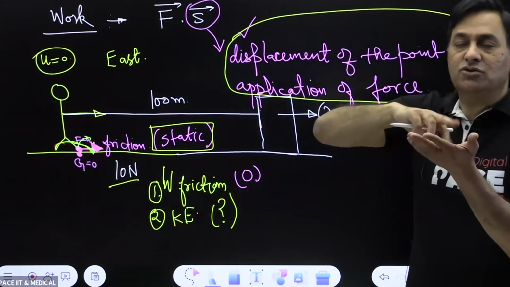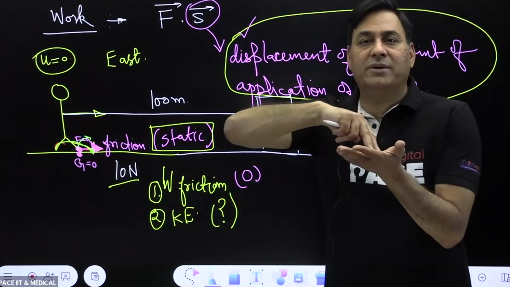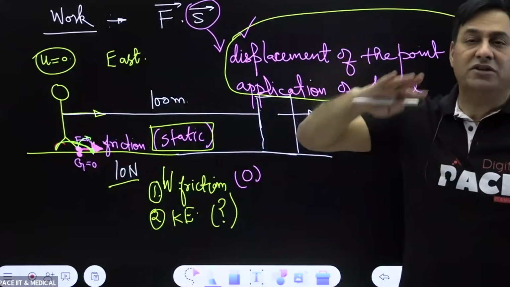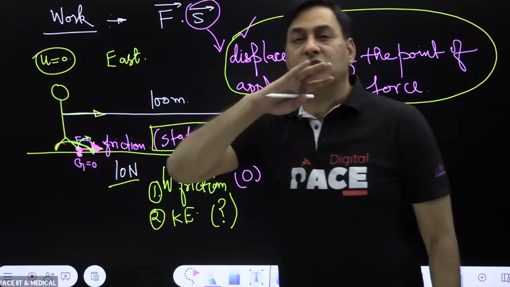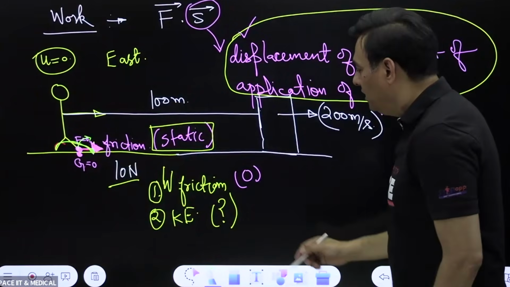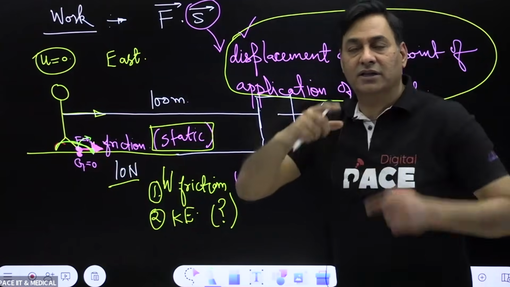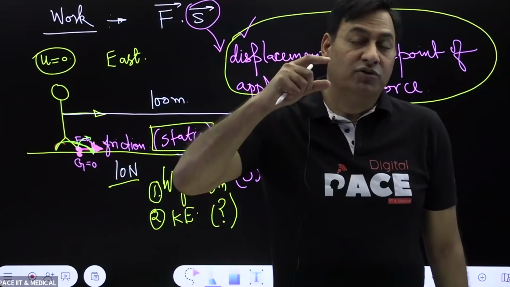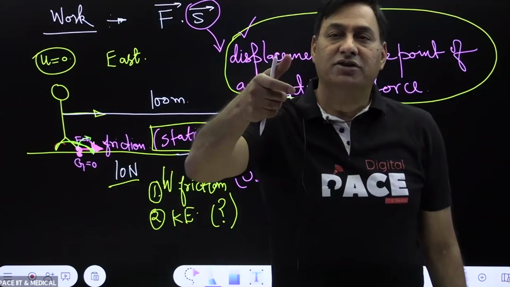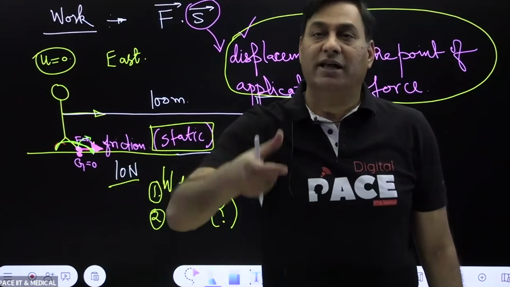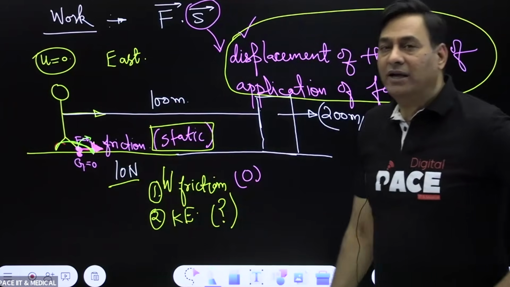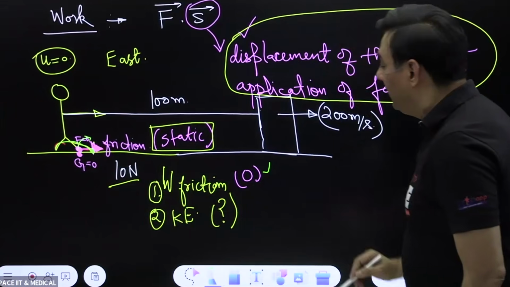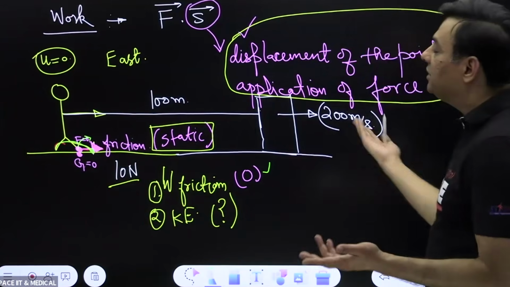So while running, if there is no slipping happening between my feet and the ground, then static friction is acting, and static friction force does no work. Even the car tire, when the car is moving on the road, the friction force is rolling friction or static friction, unless the car tires are skidding. So till then, the work done by the static friction force is 0. Okay. Second question was, is there a change in kinetic energy?